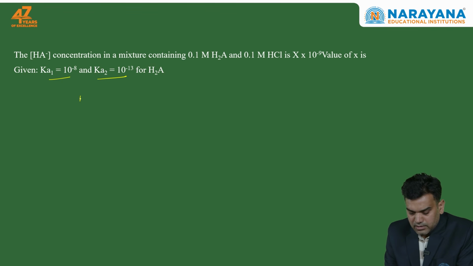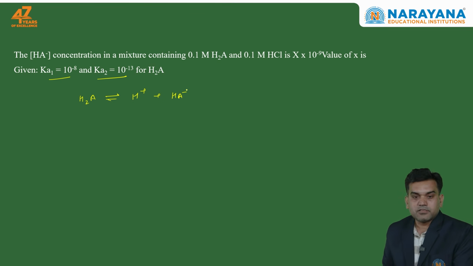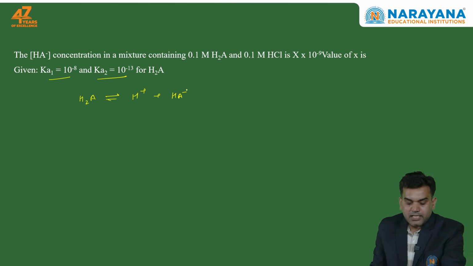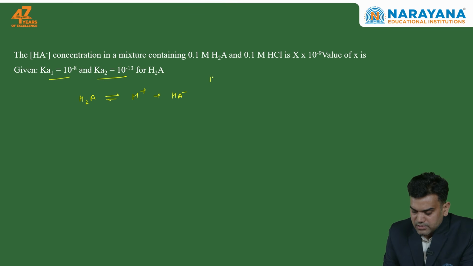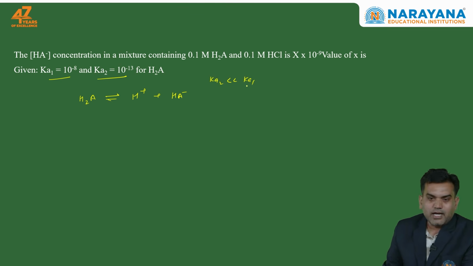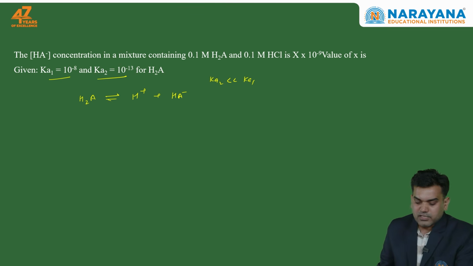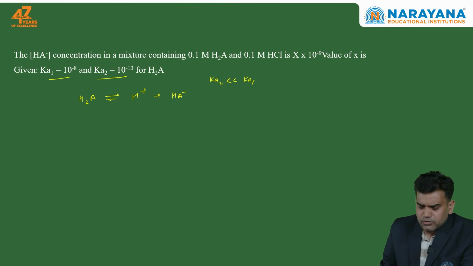So one thing that should be understood about the diprotic acid is that when this is dissociating, it will give H plus ions plus HA negative ions. Since we can see there is a large difference, this Ka2 is very much smaller than Ka1. So I can assume that most of the dissociation occurs from the first dissociation only. So no need to consider the second dissociation.